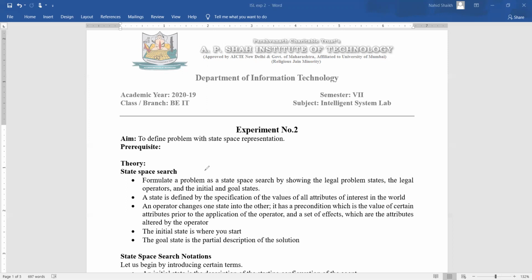In this experiment, we are actually dealing with the state space. So first try to understand how we can have the state space. To define a state space, we need to first formulate the problem. Whatever problem for which we are trying to get the solution, we need to formulate the problem. And the problem can be formulated in different ways. A single problem can be formulated in different ways, and according to that, the state space search can be generated.